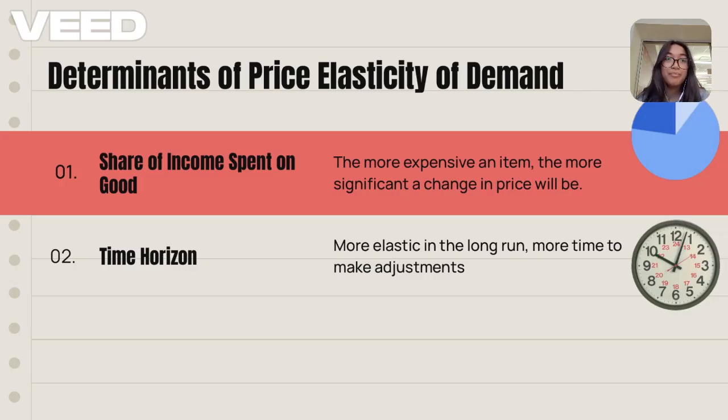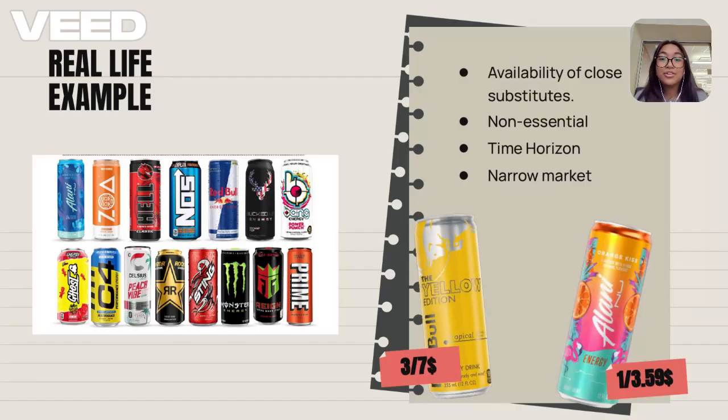An example in my own life would be energy drinks, which have a broad availability of close substitutes as depicted by this image. There are a lot of different brands that can replace other brands. So I used to drink a lot of Alanis, for example. They're like $4 per one can now. So I switched to Red Bulls, which are like $7 for every three cans.